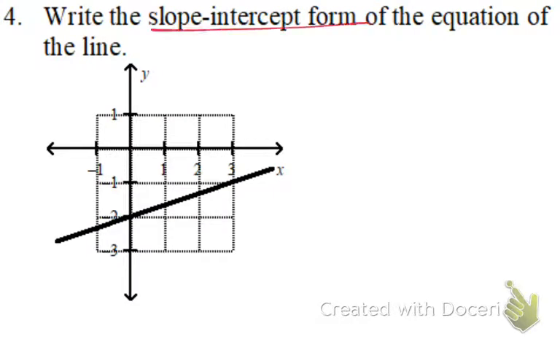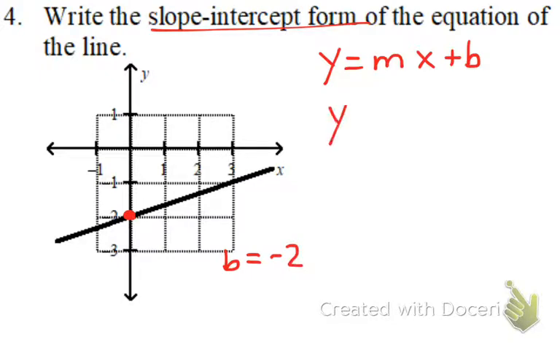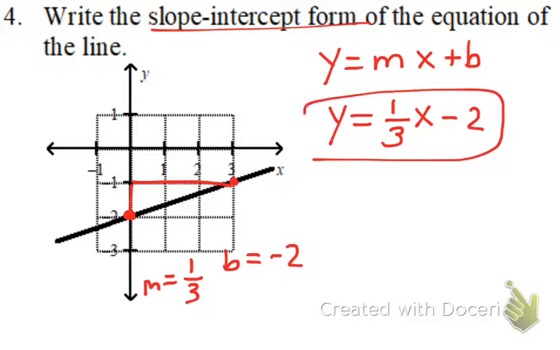We want to write the equation in slope-intercept form for this line. y equals mx plus b. m is your slope and b is your y-intercept. So b is where it crosses the y-axis. In this case, your b is -2. And then the slope, rise 1, run 3. Your slope is 1 over 3. It's going uphill from left to right, so the slope is positive. So substitute into slope-intercept, you have y equals 1/3 x minus 2.